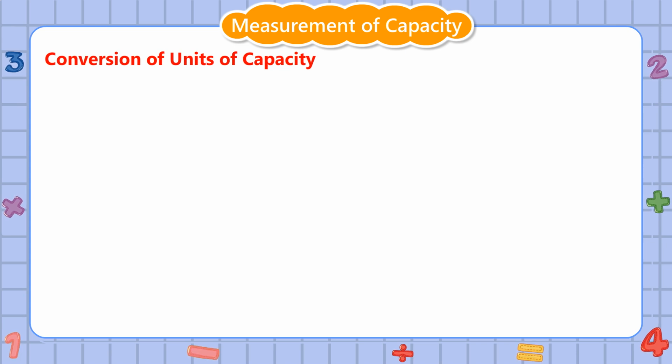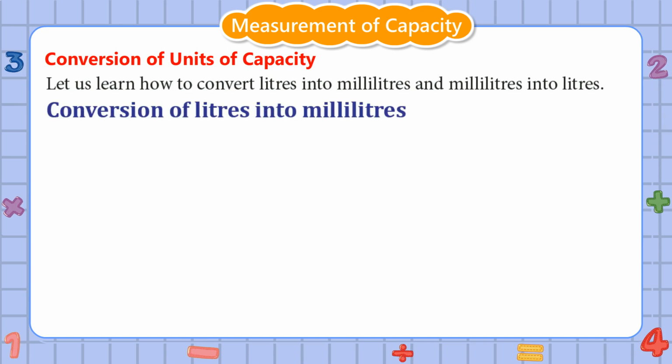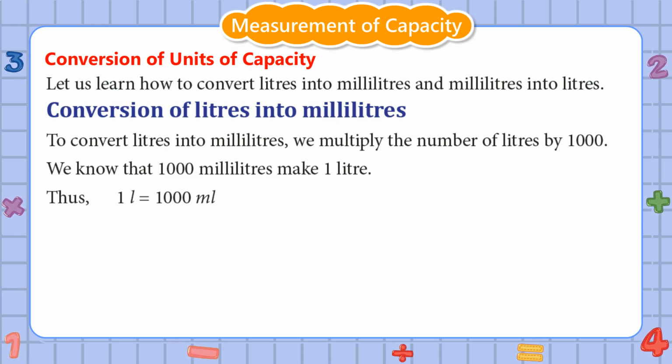Conversion of units of capacity. Let us learn how to convert liters into milliliters and milliliters into liters. Conversion of liters into milliliters. To convert liters into milliliters, we multiply the number of liters by 1000. We know that 1000 milliliters make 1 liter. Thus, 1 liter is equal to 1000 milliliters.